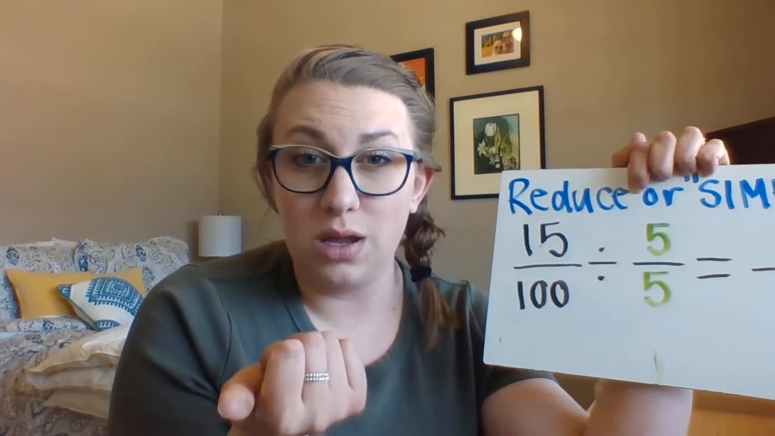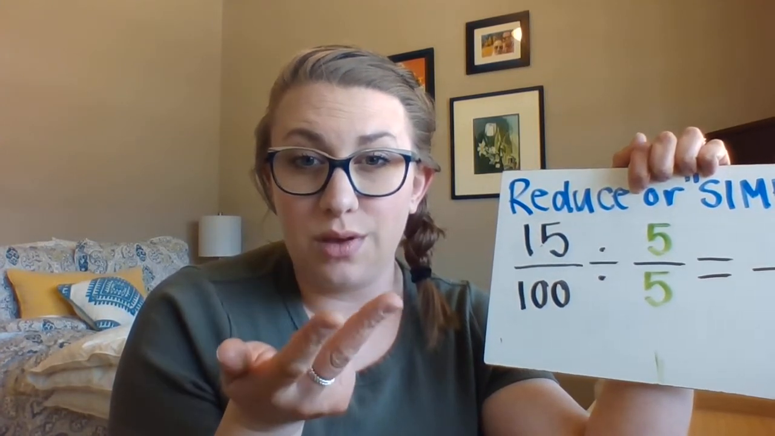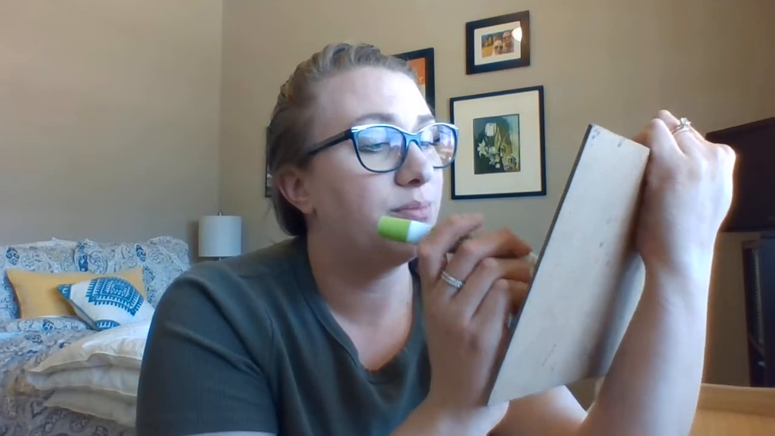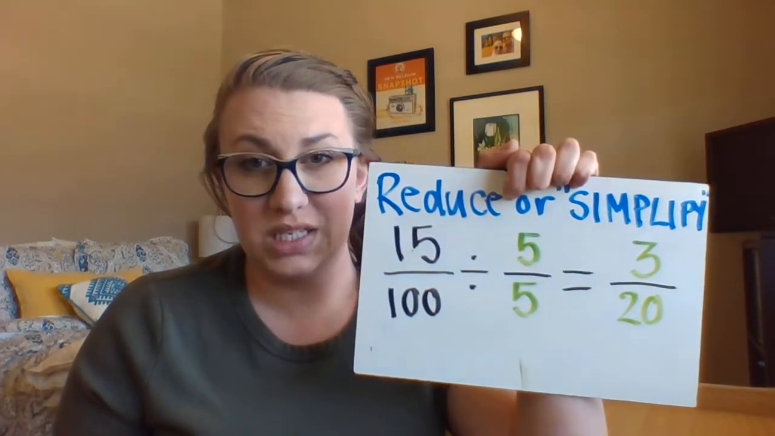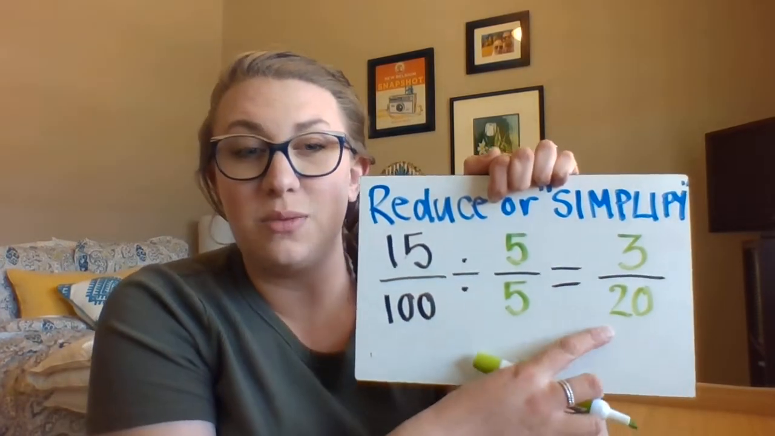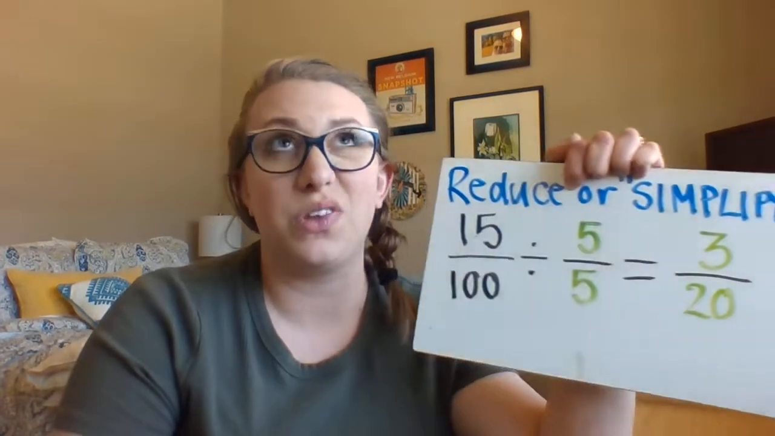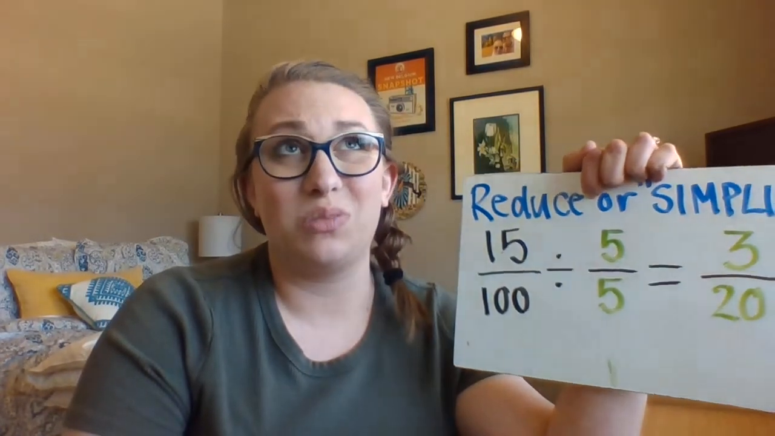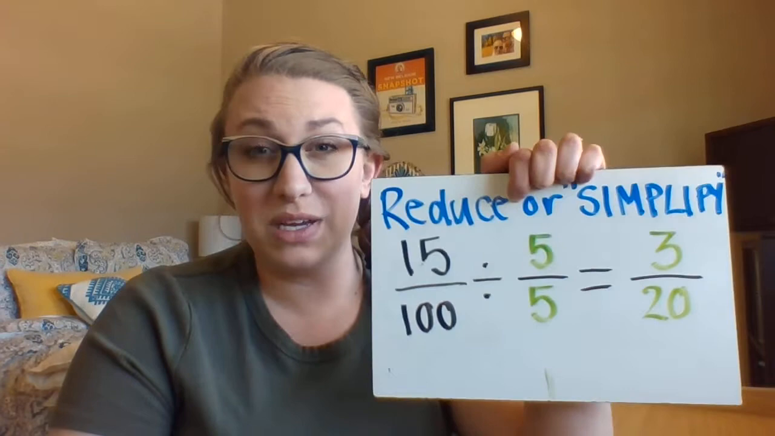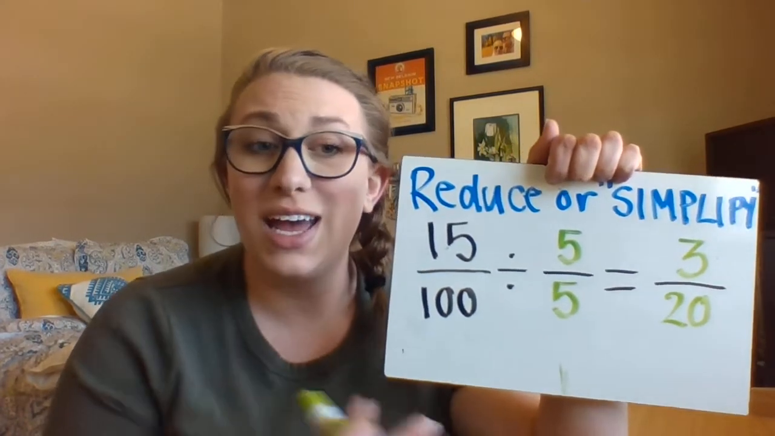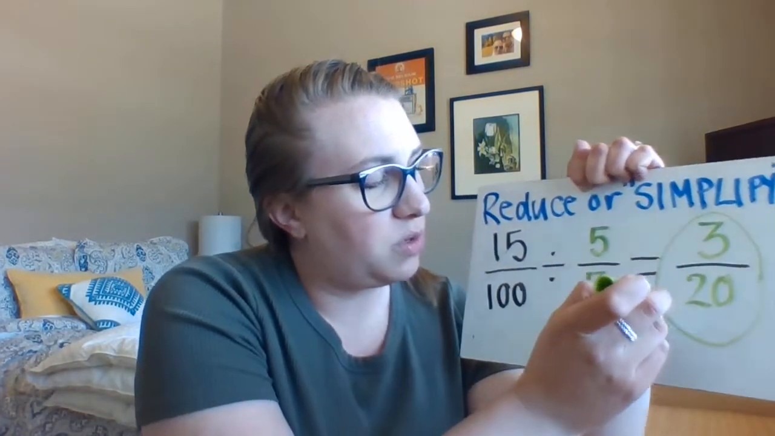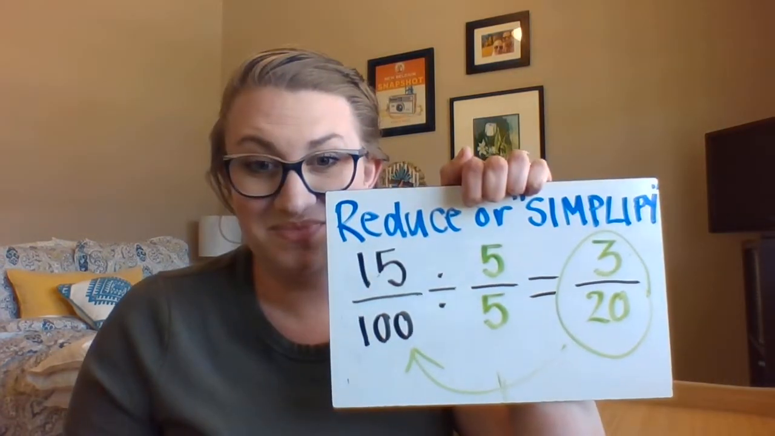Let's see. 20, 40, 60, 20. We get 3 20ths, okay? That's a little bit easier for my brain to process than 15 hundredths, right? You could think of a pizza with 100 pieces or a pizza with 10 pieces, or 20 pieces, I mean, that would make a lot more sense. Anyhow, this is the simplified or the reduced version of this fraction, okay? Now we are going to move on into our quicker way.